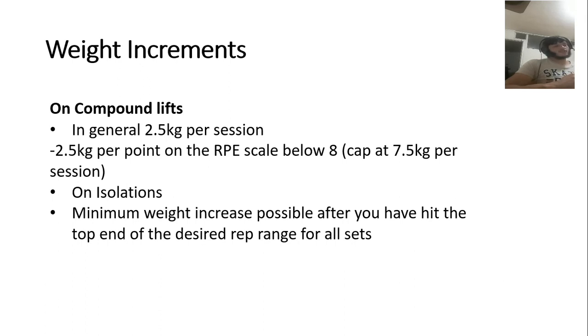Now, on isolation. For isolation work, you use the minimum weight increase that is possible based on the setup. So if you are doing a cable stack, that is the next block. If you are doing something like a skull crusher, then you just add weight to the bar, but the minimum amount. So you do the minimum weight increase that you can after you have hit the top end of the desired rep range for all of the sets. So if you say 3 for 10 to 15, so 3 sets of 10 to 15 reps, once you have been able to do 3 sets of 15 reps, you add a little bit of weight and then you repeat the process, right?